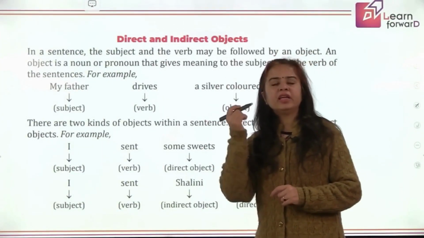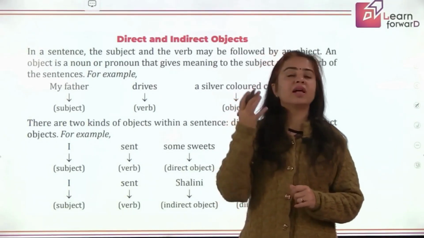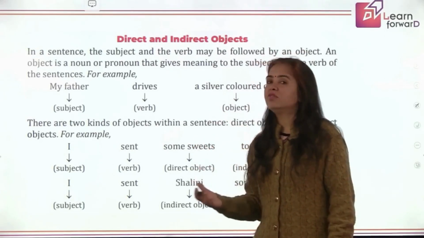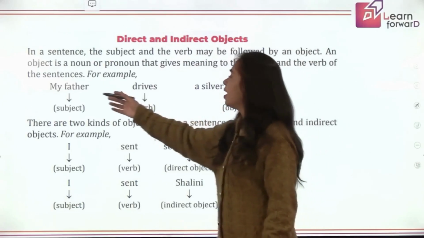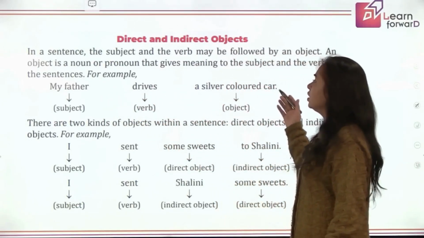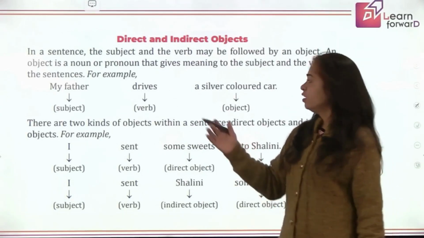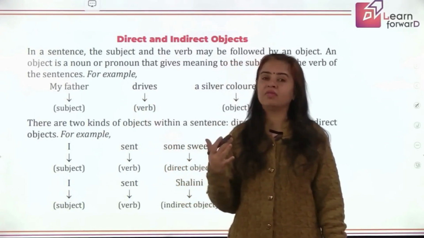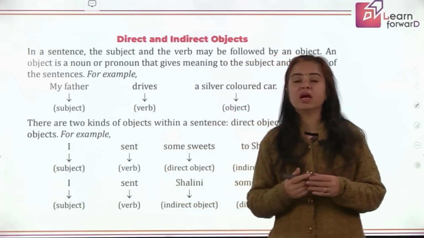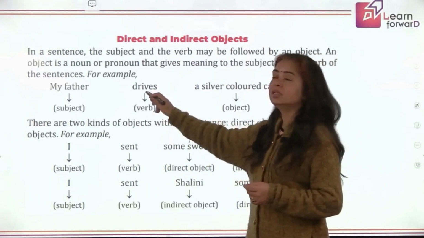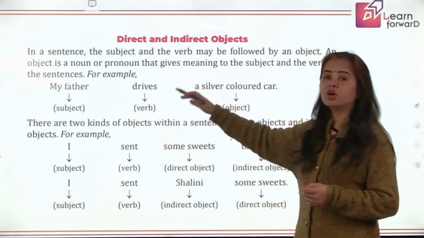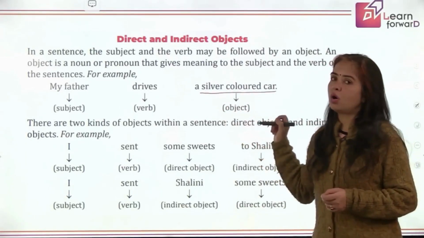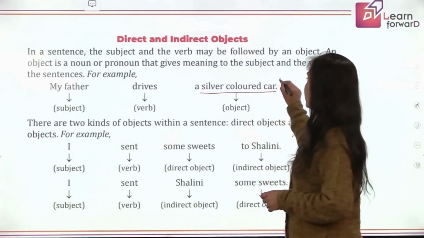So we have already introduced object when I told you that the transitive verbs are dependent on the object. So what is object? Object is the receiver of action. Like if we say my father drives a silver colored car. If I just say my father drives, a question arises, what does he drive? The words that are giving an answer to what, completing this verb, are a silver colored car. So this is the object, right?